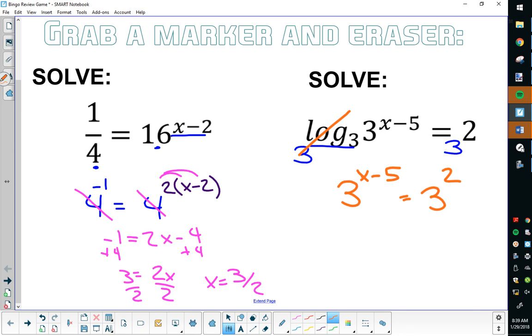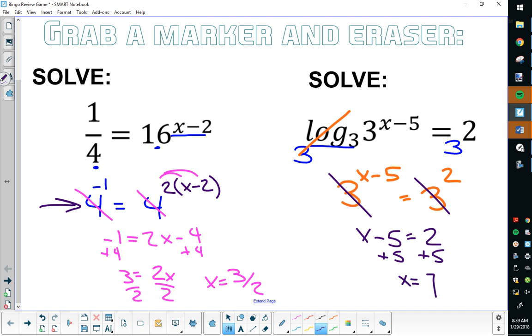Now I've got a base of 3 on both sides. When we had a 4 base on both sides, we could cancel that. Now we got a 3 base on both sides. Cool, we can cancel that. X minus 5 is 2. Add 5, add 5. X is 7.